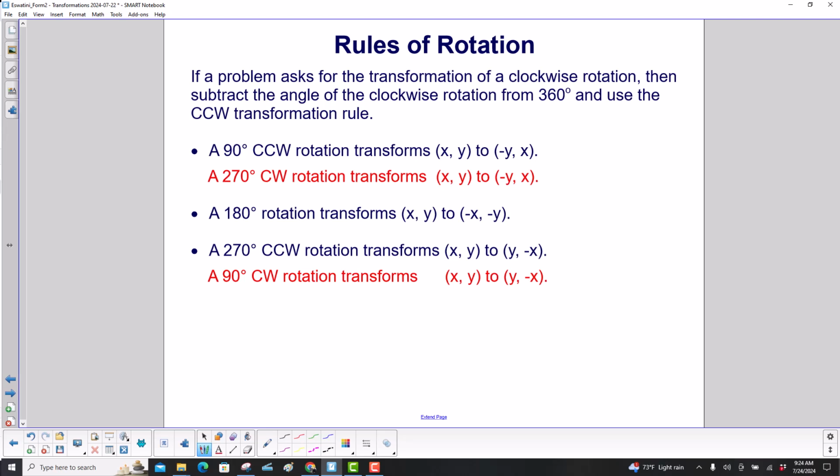If a problem asks for the transformation of a clockwise rotation, then subtract the angle of the clockwise rotation from 360 degrees and use the counterclockwise transformation rule. So the blue is from the previous slide. A 90-degree counterclockwise rotation gives you the same result as a 270-degree clockwise rotation. For 180, it doesn't matter which way you go. Counterclockwise, clockwise, you get the same result. And a 270-degree counterclockwise rotation is the same as a 90-degree clockwise rotation.